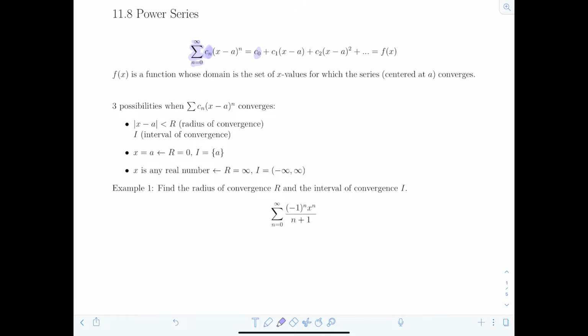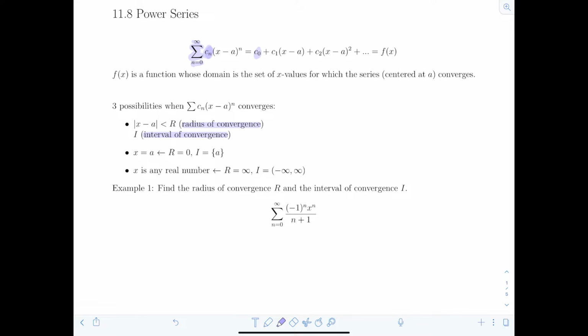The first one is that there's a set of values, part of the radius of convergence, that comprise the interval of convergence for which this power series will converge. So as long as you substitute in a value for x such that the absolute value of x minus a is less than r, then we say that this infinite series will converge.